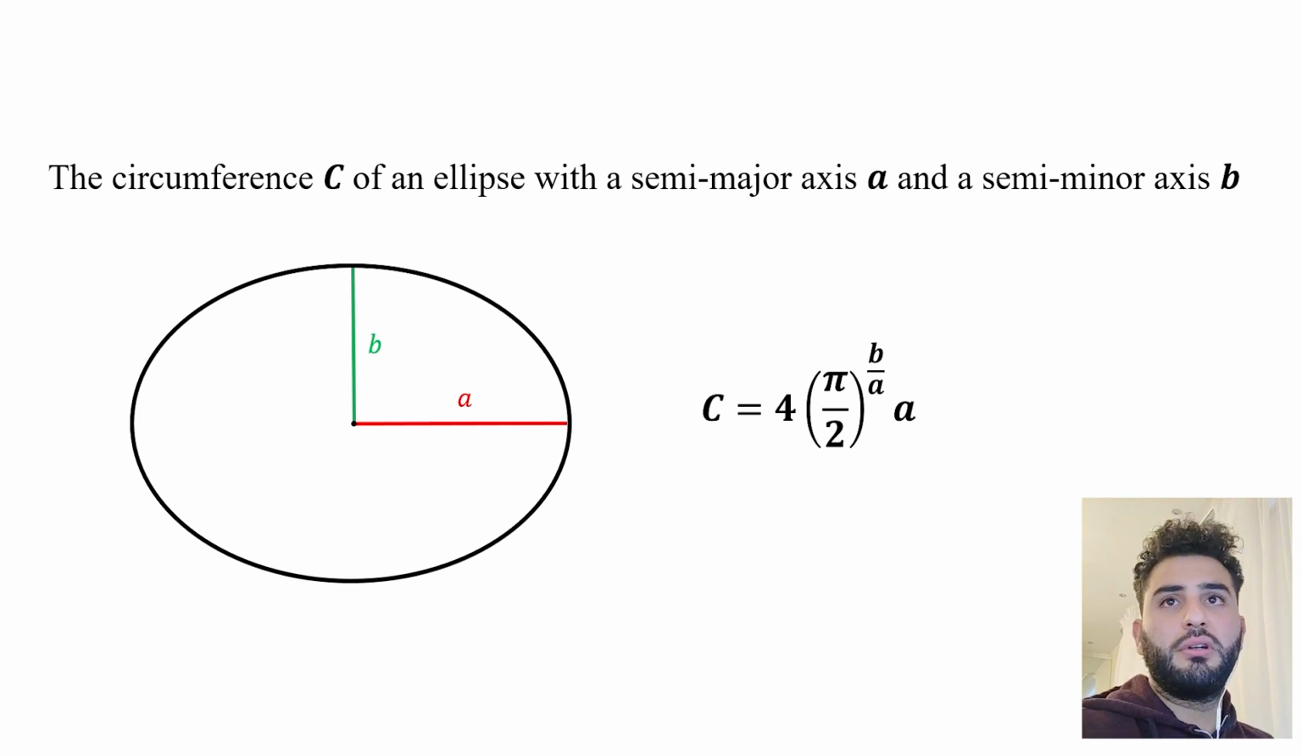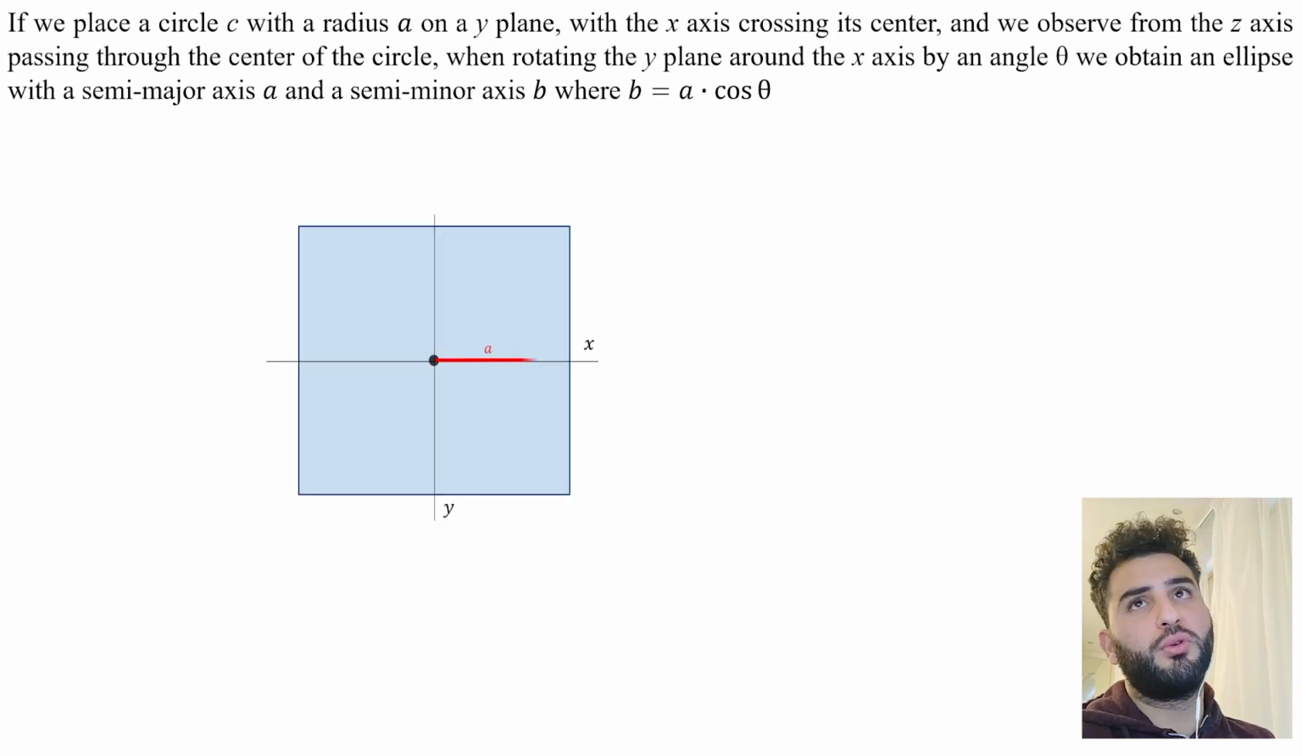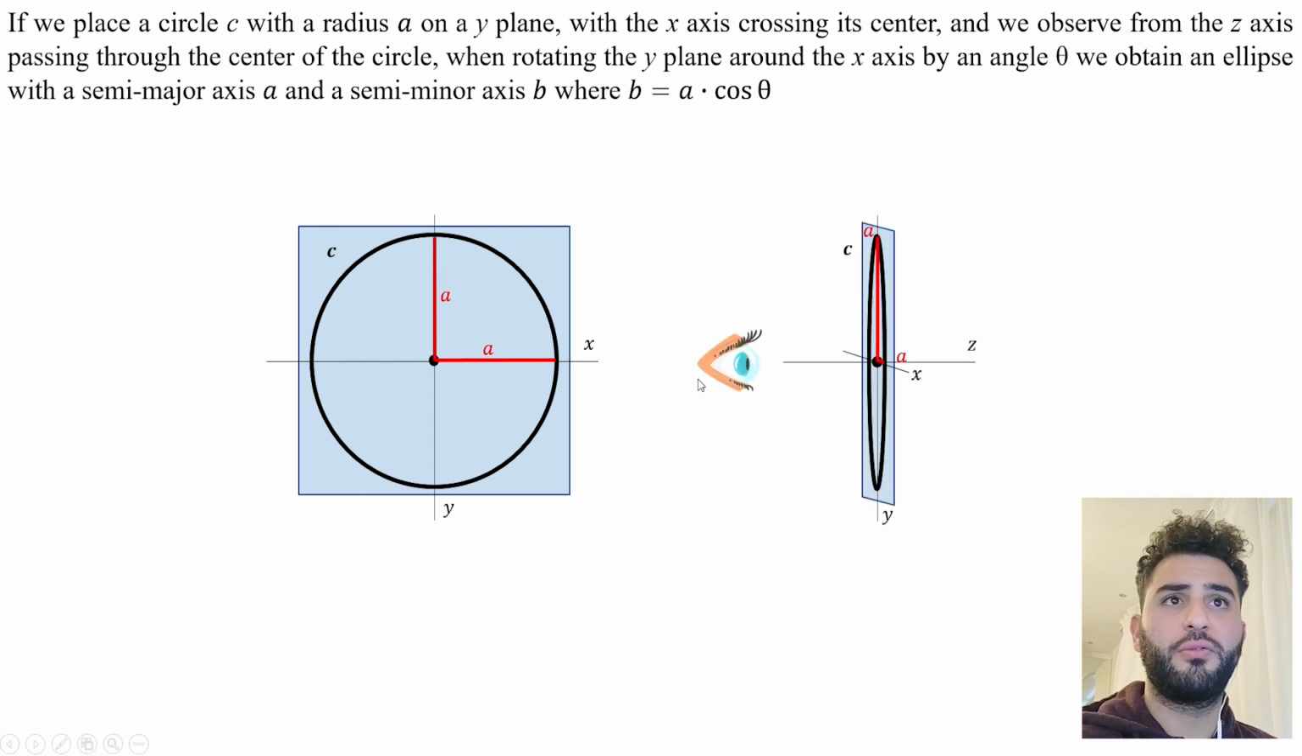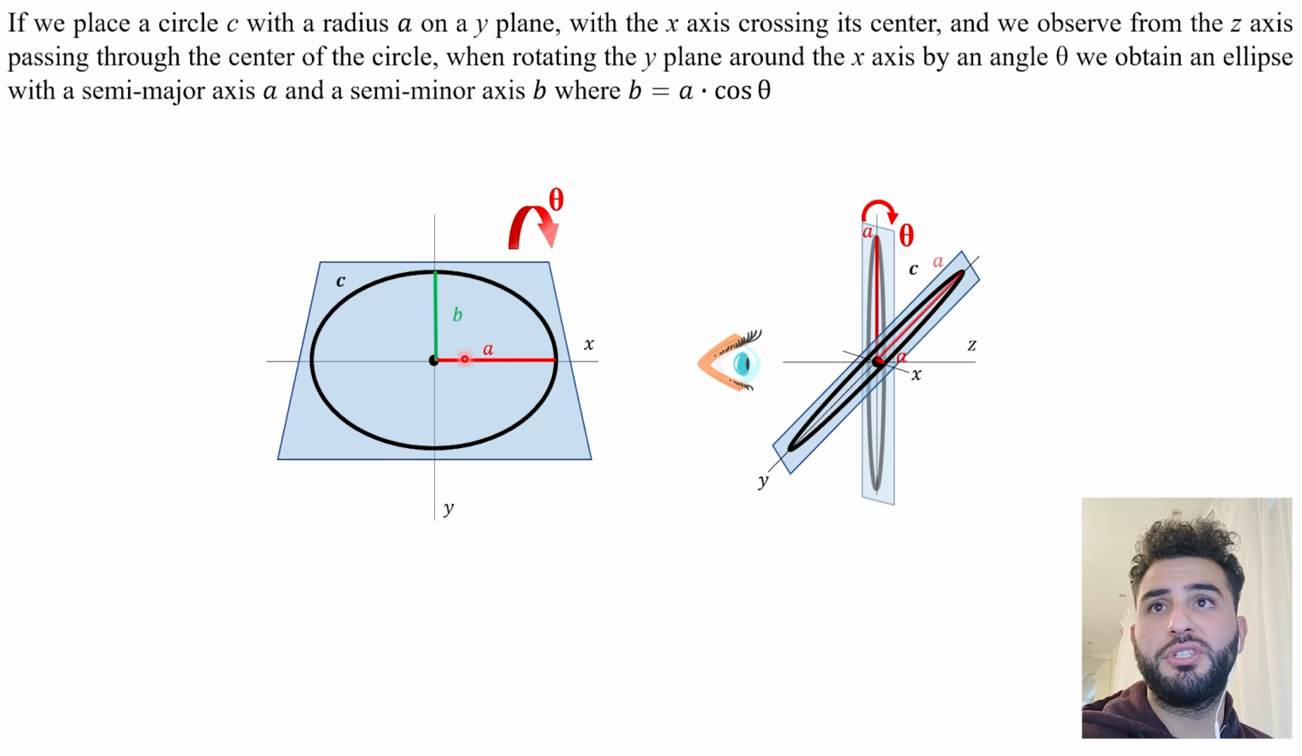Okay, so let's move on. First I would like to review the process that I went through in order to calculate the circumference of an ellipse. Basically, here's what I did. I took a circle with a radius A on a y plane with the x-axis passing through the center of the circle. If we look at the circle from the z-axis, which is passing through the center of the circle, and then we rotate this y plane with an angle theta, we obtain an ellipse with a semi-major axis A and a semi-minor axis B.